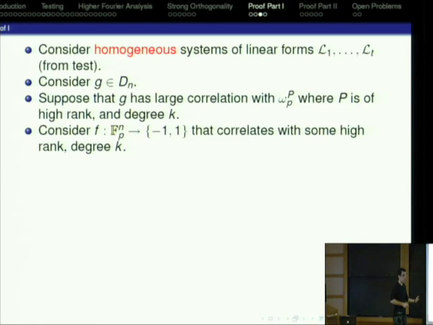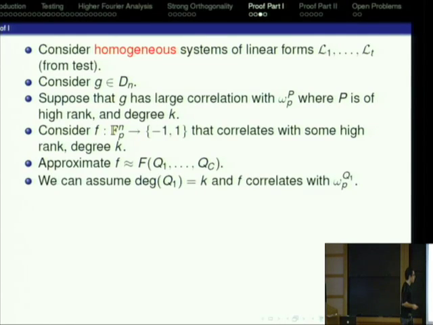Now consider an arbitrary function f, which correlates with some other polynomial of, again, high rank and degree K. We want to show that f is non-uniform with respect to our set Dn. Because the linear forms are of low Gowers-Wolf complexity, you can approximate f with this function of polynomials of degree at most D that we had.